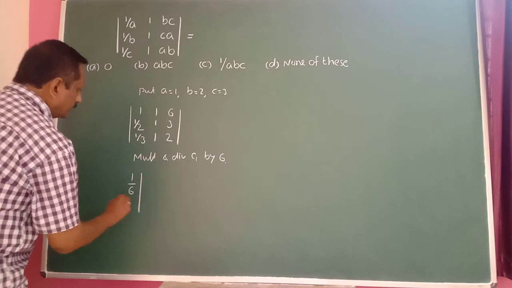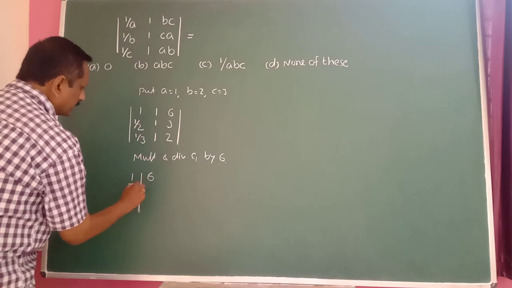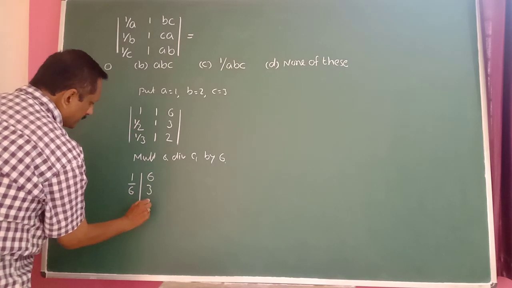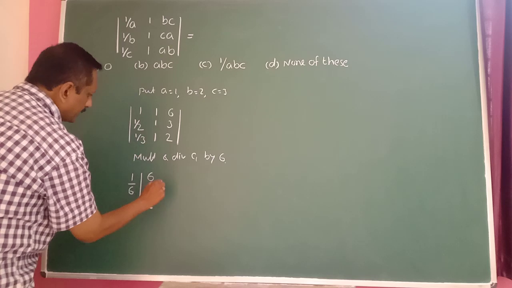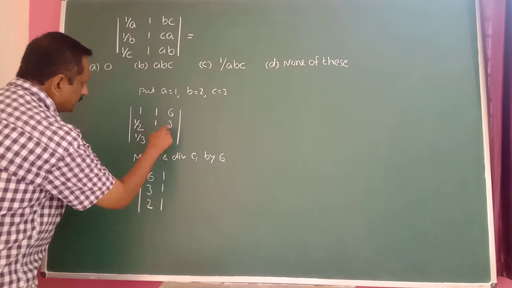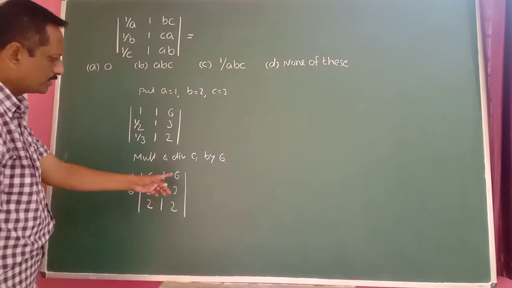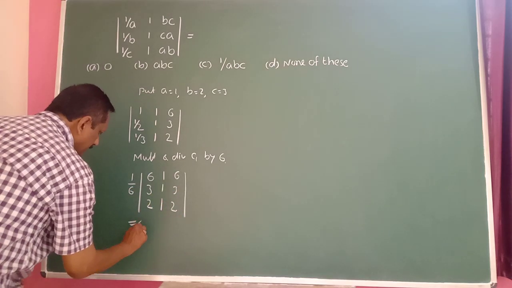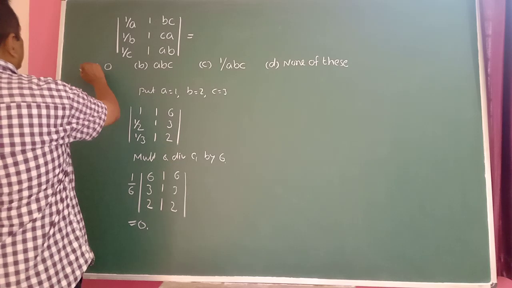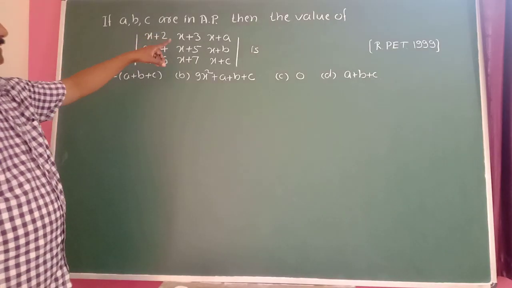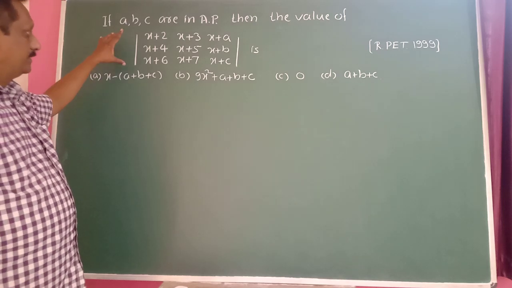1 by 6 into, so 6 ones are 6 here. 6 upon 2 becomes 3. 6 upon 3 becomes 2 here. 1, 1 and 1 keep as it is. 1, 1 and 1, 6, 3, 2 here. Here these two columns are identical. Hence the value of the determinant is 0. First option is correct.